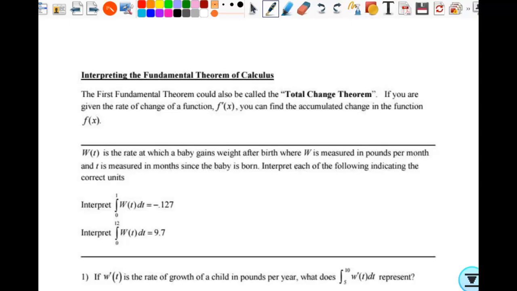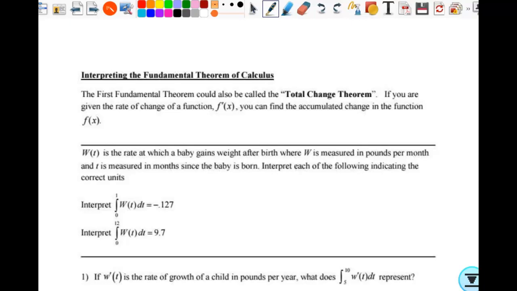All right, so we've spent a couple of days on the fundamental theorem of calculus, what it is, how to use it with our integrals. So today we're going to look at interpreting it, making sure that we understand what it even means. So let's look at this.